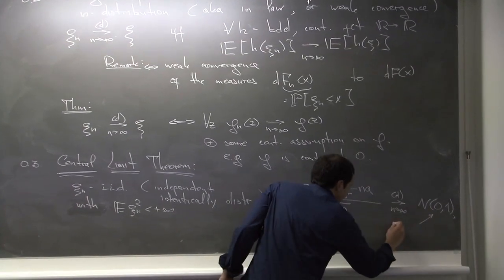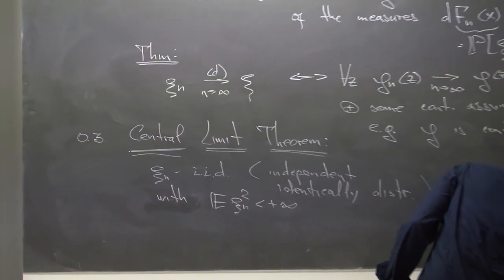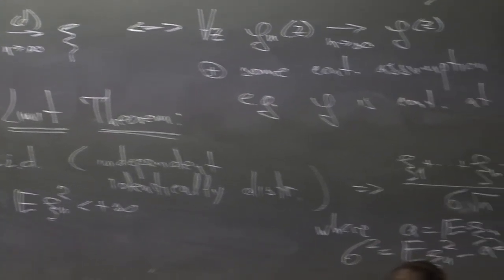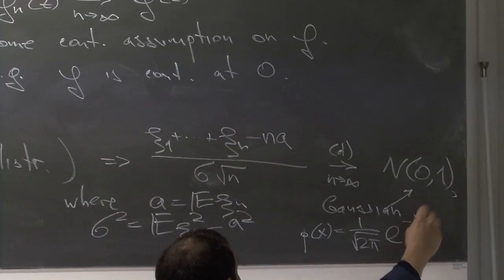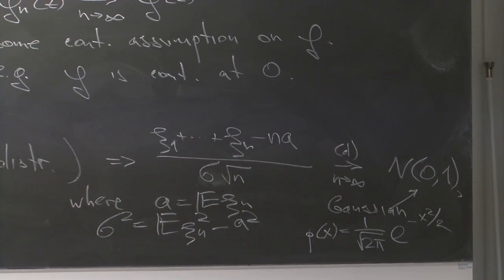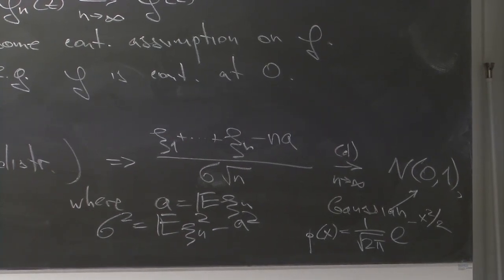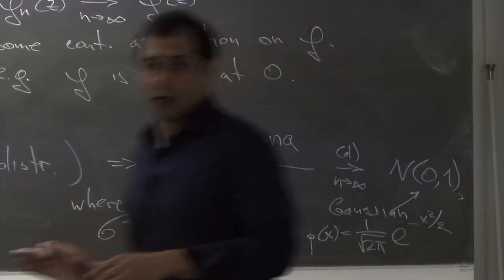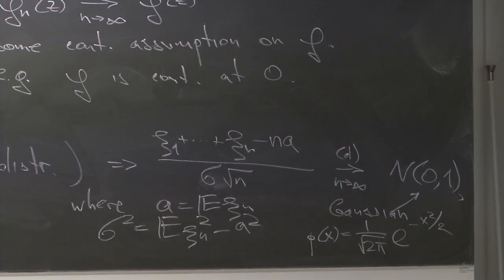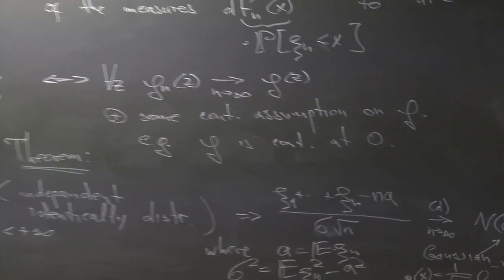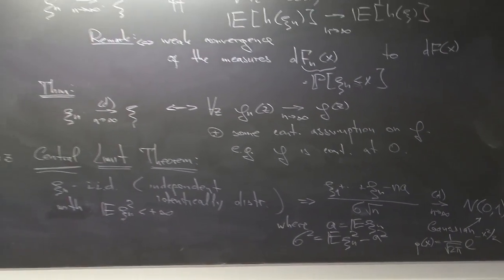Gaussian with density p(x) = 1 over square root of 2 pi times e to the minus x squared over 2. Yeah, and I apologize for this, but I'm going to remind you the proof of this theorem, just because the first result we are going to prove in the course is exactly of the same shape. Let us remember how it goes. This is very easy, of course, but still.